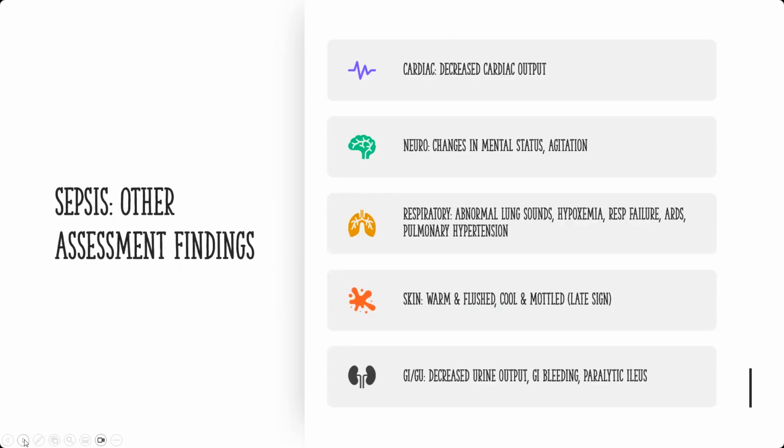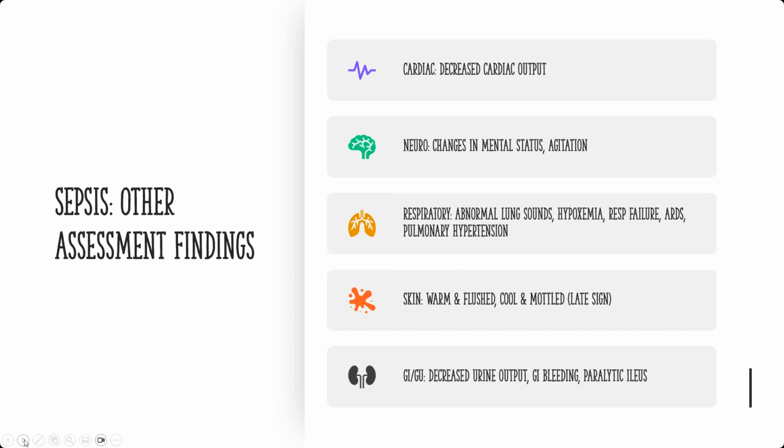Let's look at a few other sepsis assessment findings. So when we talked about tachycardia and hypotension, just keep in mind any other symptoms that could potentially cause decreased cardiac output, okay? So how would that manifest? Neuro, like I said, the first stop on the oxygen train is the brain. So any changes in mental status, are they less responsive to you? Are they unresponsive? Are they agitated and restless? That can be an early sign. You know, with confusion, those could be some earlier signs that maybe they're not getting a lot of oxygen.